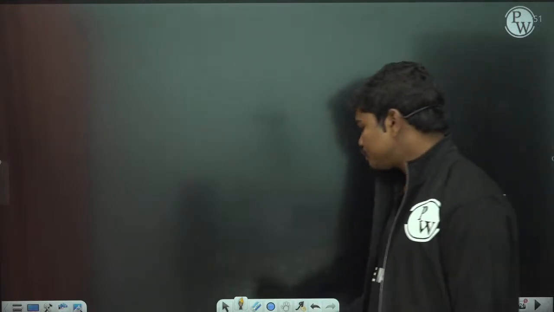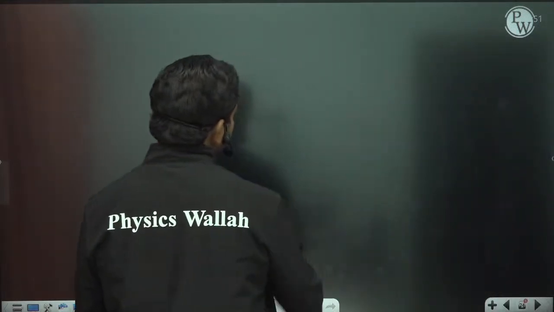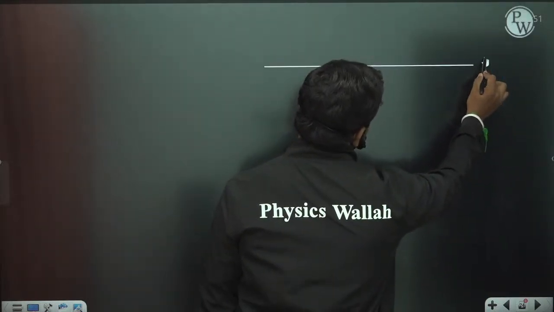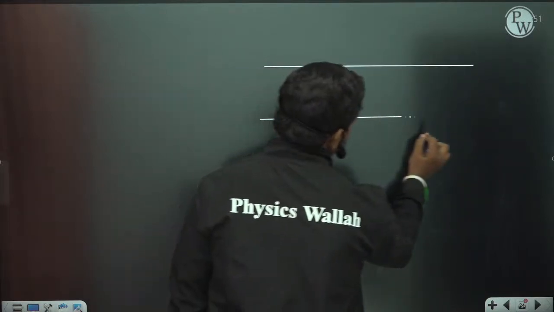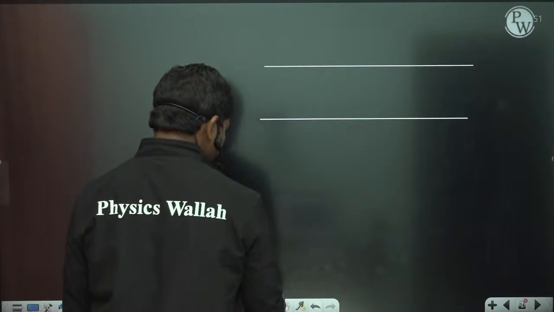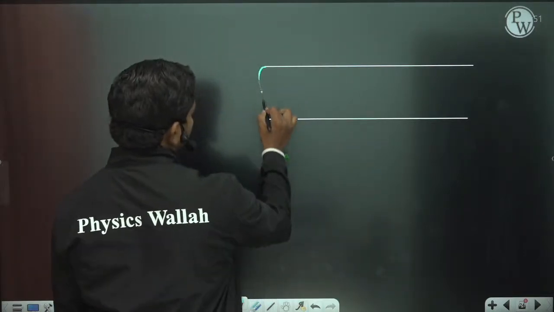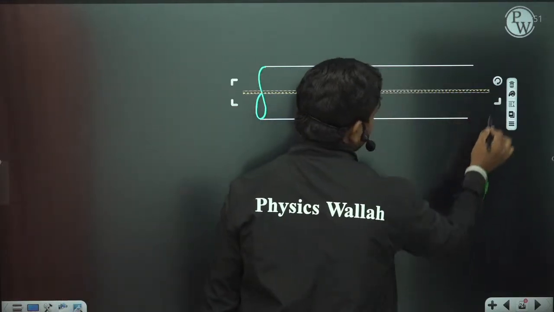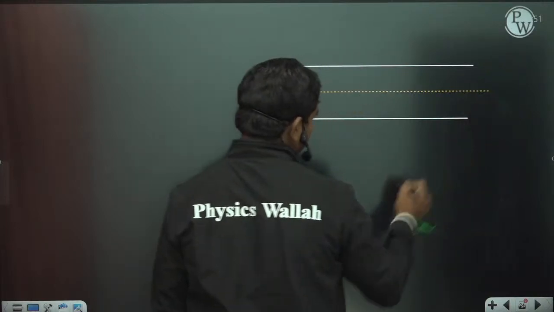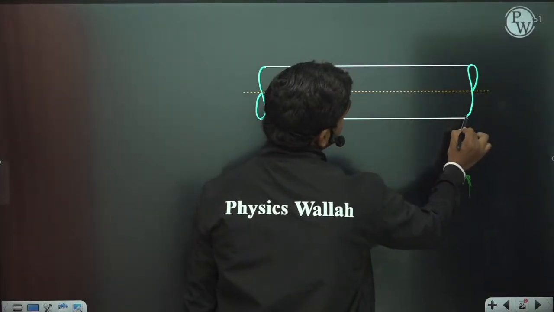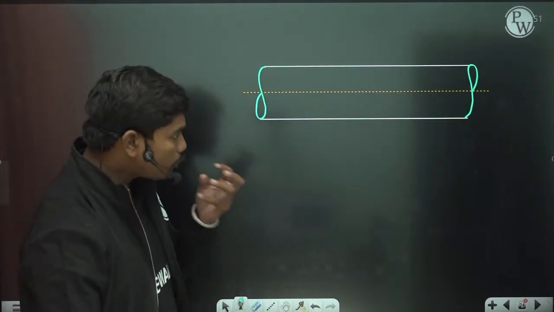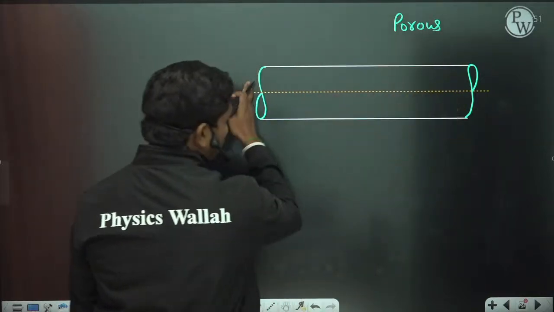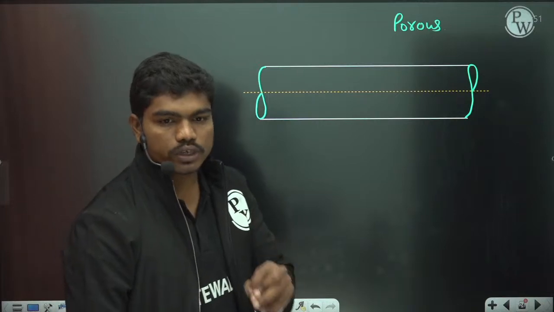Let me tell you. There's a pipe like this, and it is given that it is a porous pipe. What is the meaning of porous pipe? If this is a pipe, normally a pipe just transfers fluid from this point to that location. But whenever the pipe is porous, porous means small holes.